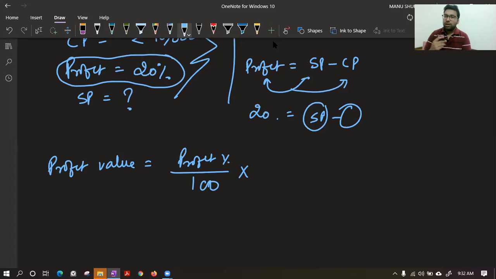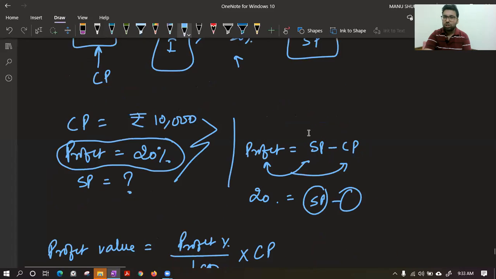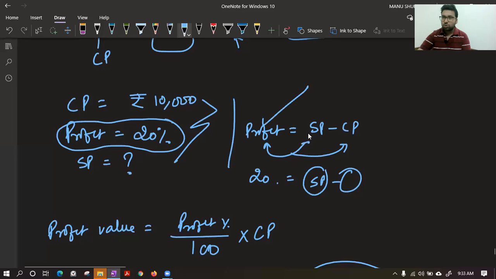And I have told you, if it is not told, original value is always taken as what? Cost price. So here let's put the value. Profit is 20% upon 100 into cost price, which is 10,000. That means the profit is how much? 2,000 rupees is the profit. And as soon as you get the profit, it is very simple. Just put the values in the formula. Profit is 2,000. CP you know. Can't you find the SP? I hope now you can find on your own, Avneet.